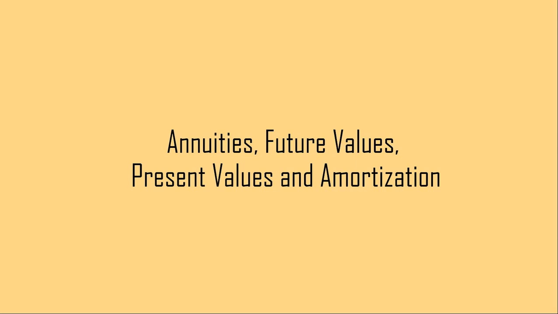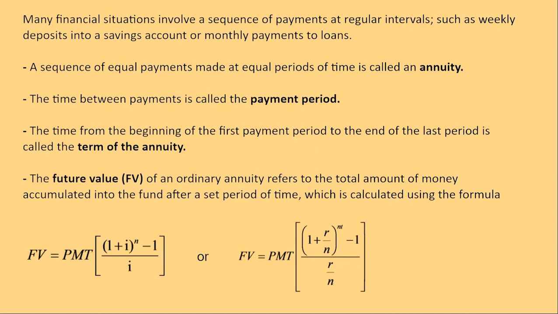Welcome to my classroom. In today's lesson, we're going to be talking about annuities, future values, present values, and amortization. Many financial institutions involve a sequence of payments at regular intervals, such as weekly deposits into a savings account or monthly payments to loans. A sequence of equal payments made at equal periods of time is called an annuity. The time between payments is called the payment period.